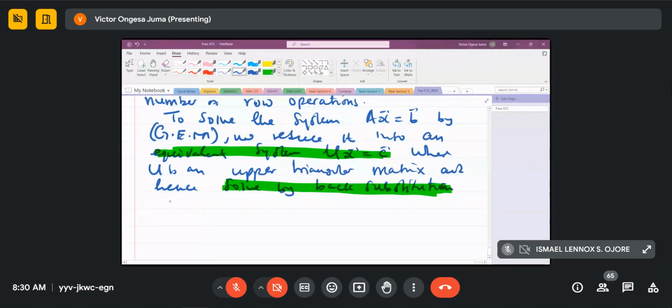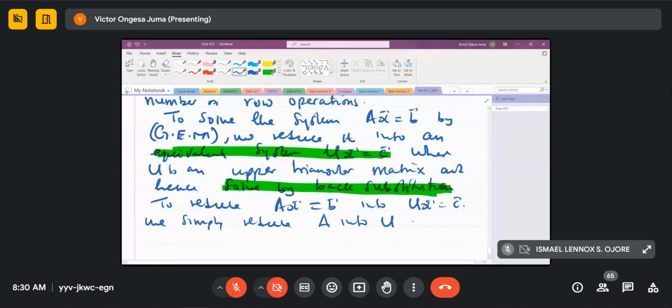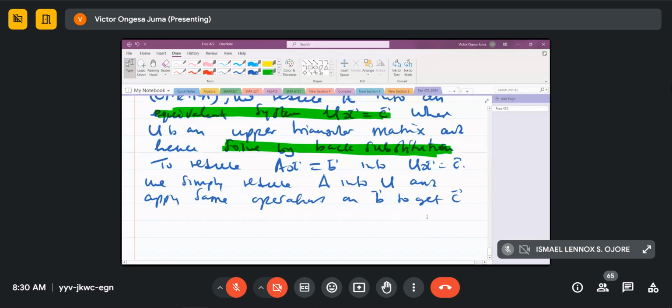So to reduce AX is equal to B into UX is equal to C, we simply reduce A into U and apply the same operations on B to get C. So you just basically only pick out the matrix A and reduce the matrix A into an equivalent upper triangular matrix U. And any operation you perform on the matrix A, you perform on the vector B. Like that, in the end, whatever you get will be U and then the corresponding C vector.